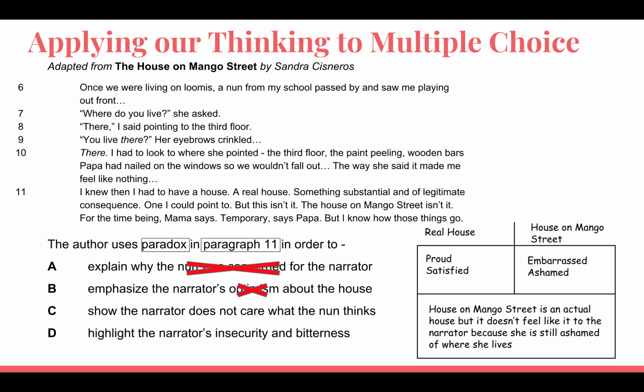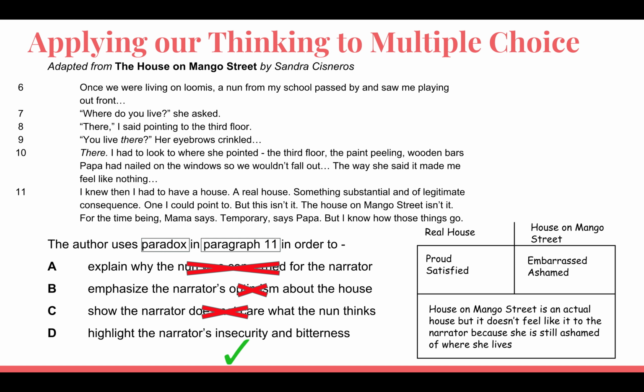Well, if you're optimistic, you're like hopeful and excited, and she doesn't seem like either of those towards the house on Mango Street. She's like the opposite. She's embarrassed, she's ashamed, she doesn't want anyone to know where she lives. C shows the narrator does not care what the nun thinks. Well, I think that the narrator does care, because if she didn't care, she wouldn't be so motivated to get this real house, this house that makes her proud instead of embarrassing her.